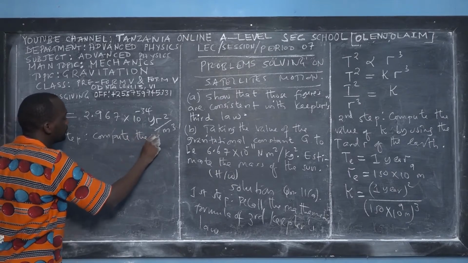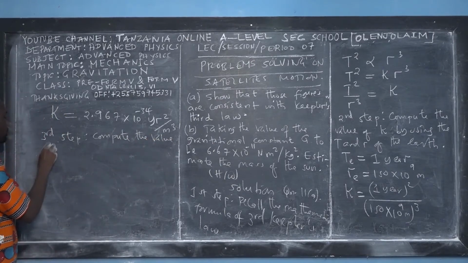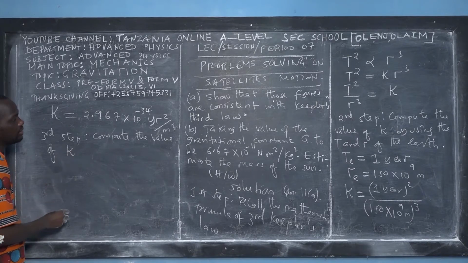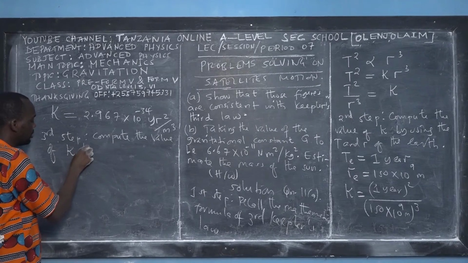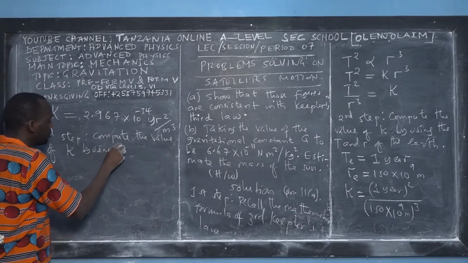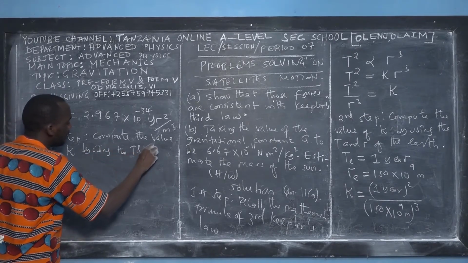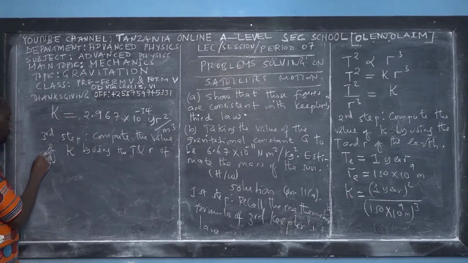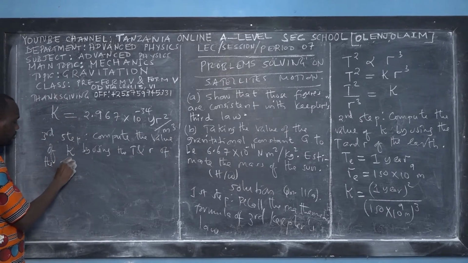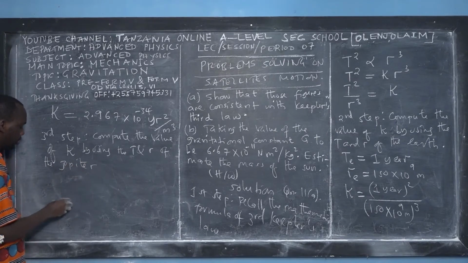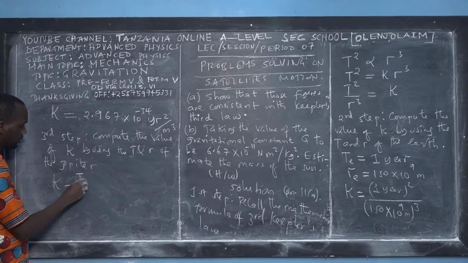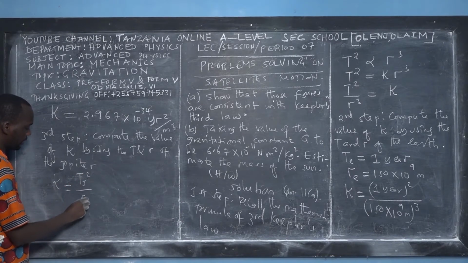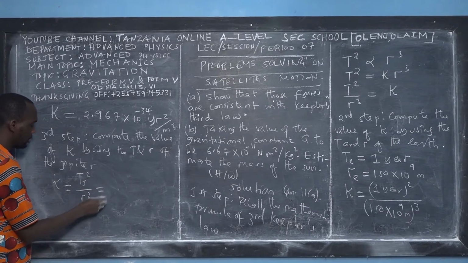Compute the value of the proportionality constant by using the period and radius of Jupiter. So this proportionality constant is the period of Jupiter squared, over the radius, the distance from the center of Jupiter to the Sun, cubed.